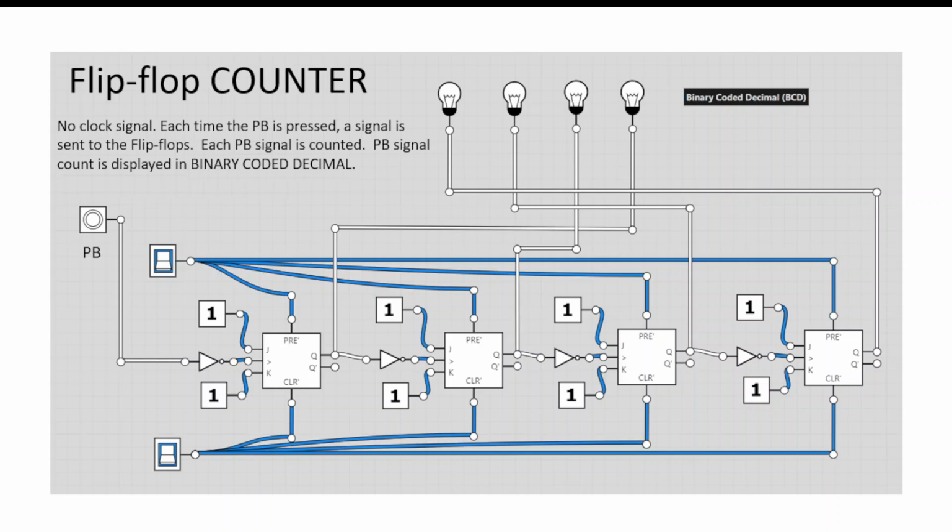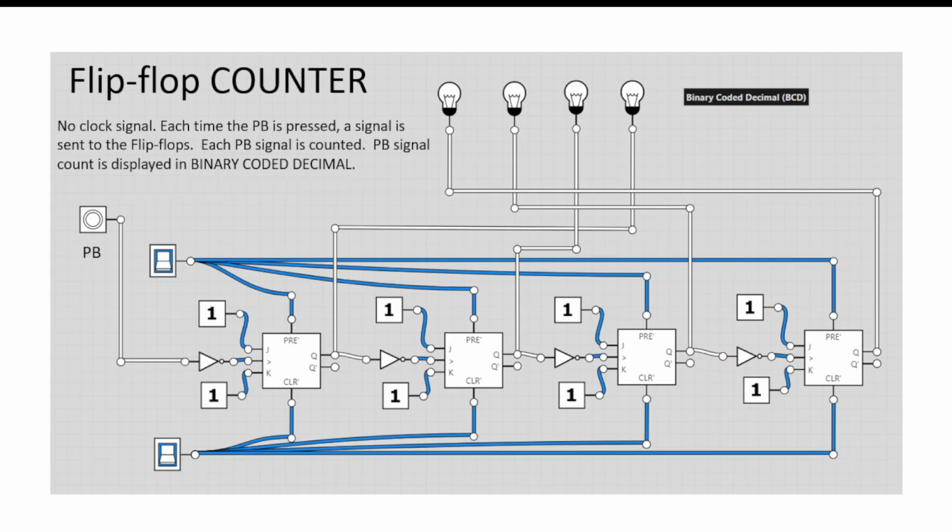The other one we can take a look at is almost identical, but this one's a flip-flop counter. I'm going to continue to use binary coded decimal, but I'm not going to use a clock signal. Instead, I'm going to use a push button. Each time the push button is pressed, a signal would then be sent to the flip-flops in the same way that a clock signal would. Each push button signal is then counted in the same way that we would have seen in the timer in the previous example. So the push button signal count is displayed in binary coded decimal.